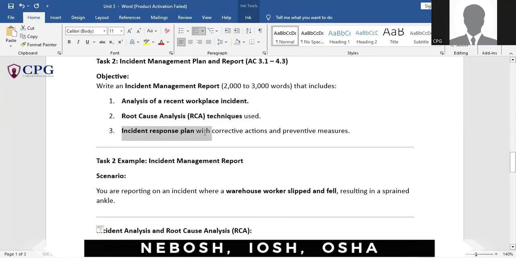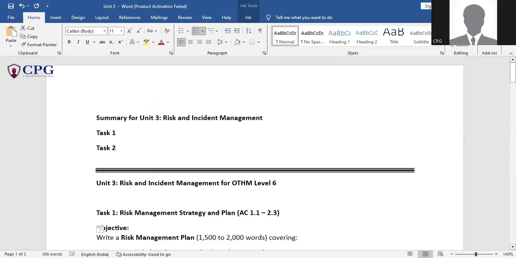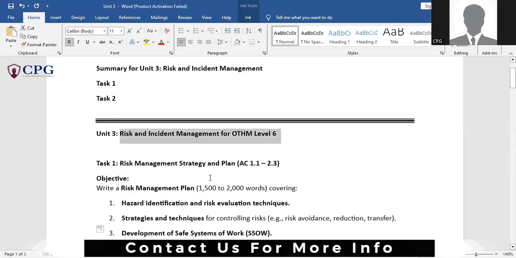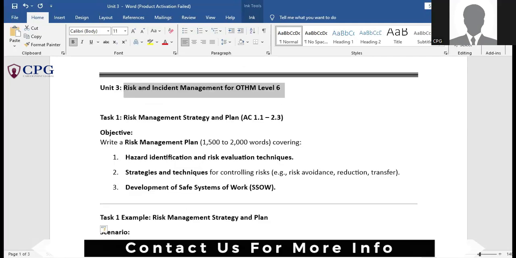So what is a response plan? This is how you have to develop task 1 and task 2 for unit number 3, which is primarily based on risk and incident management, for your OTHM level 6 examination, in fact, project submission.